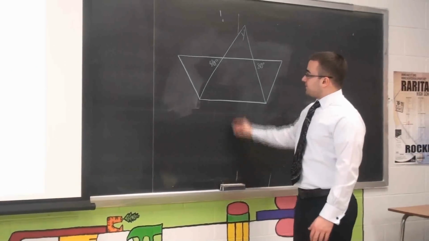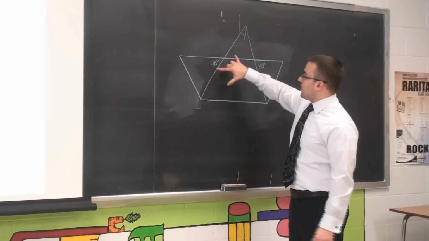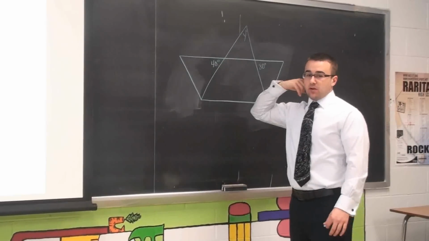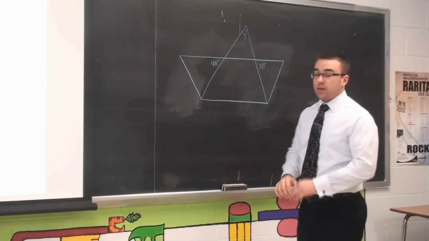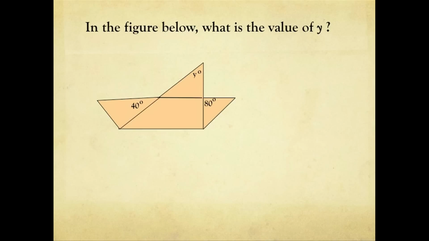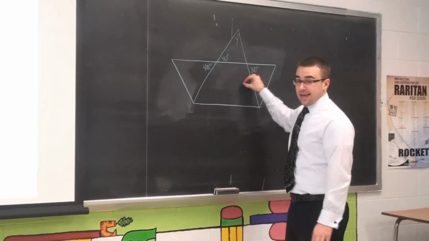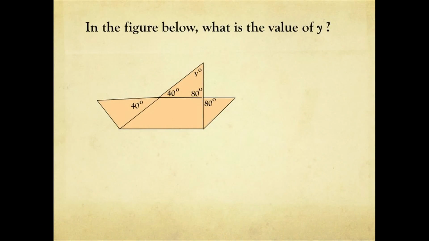If we look here, we have a 40 degree angle. Now, when two angles, these are called opposite angles, or more in terms of geometry, vertical angles, we know that they're congruent, or therefore equal. So if this is 40 degrees, the angle that is opposite has to be 40 degrees as well. Now we can take that same idea and that same principle and apply it to this 80 degree angle, because if this is vertical to this, this is 80 degrees as well.